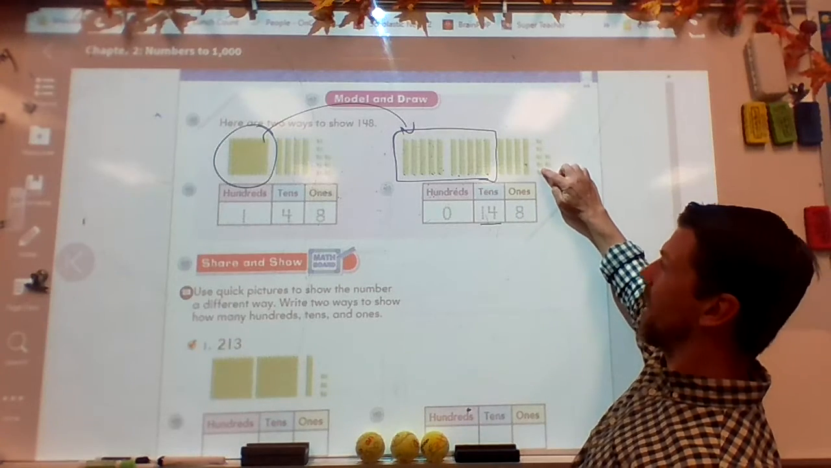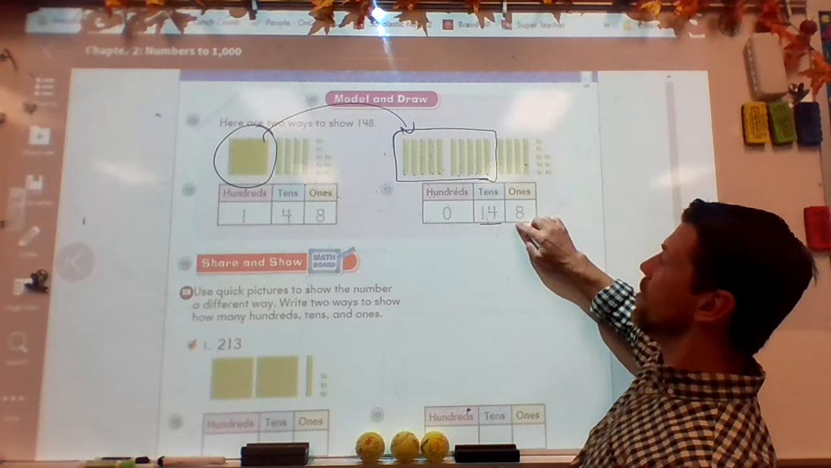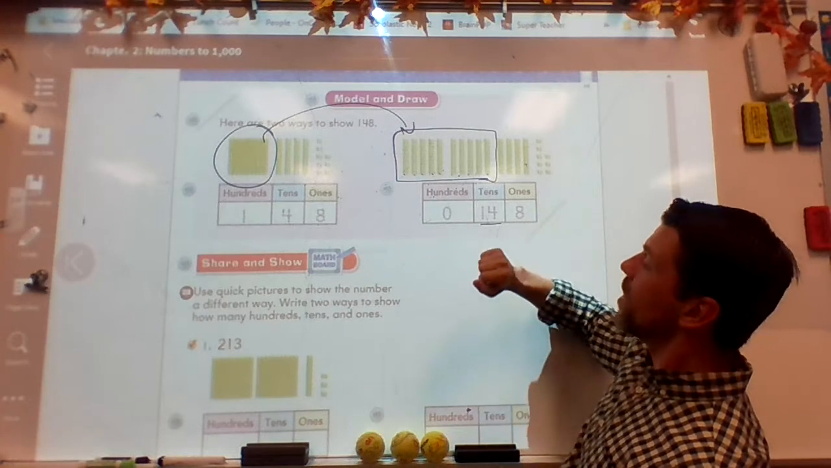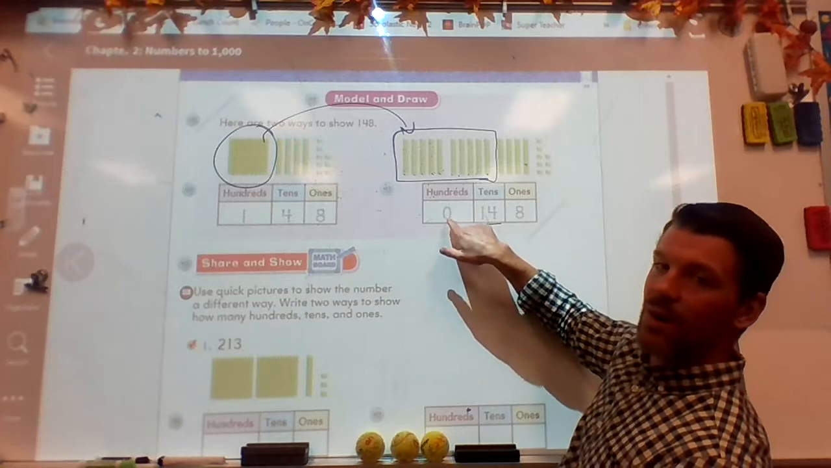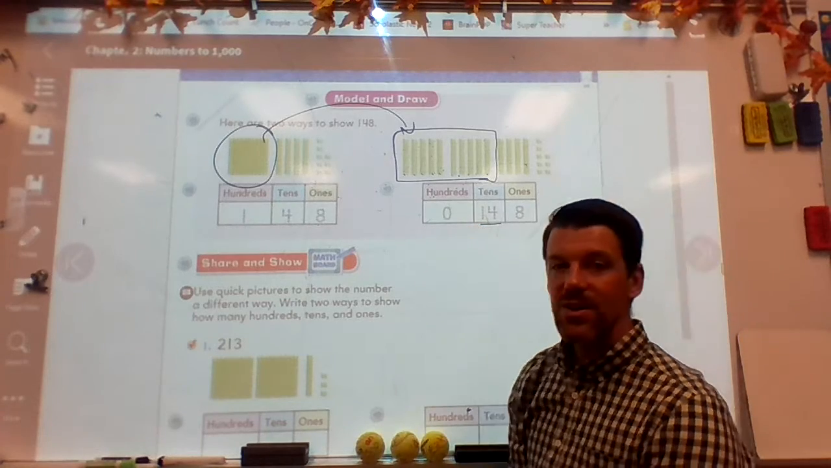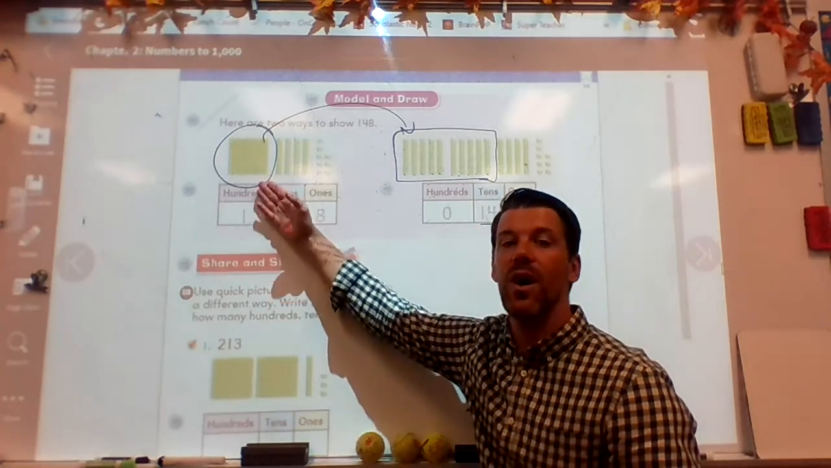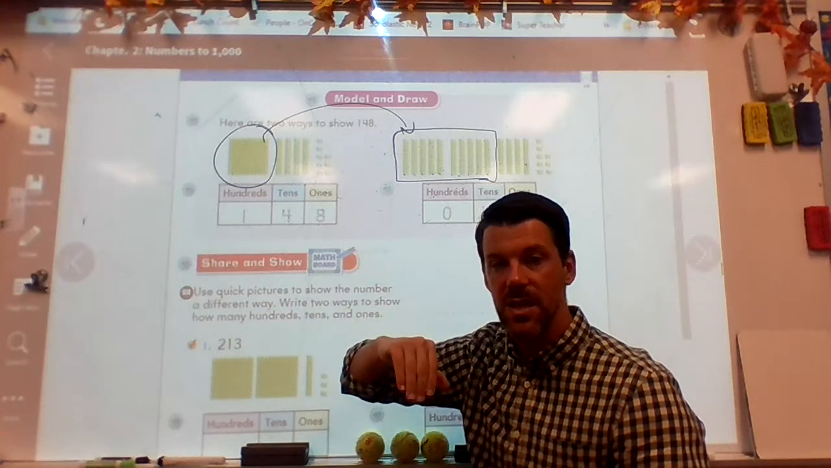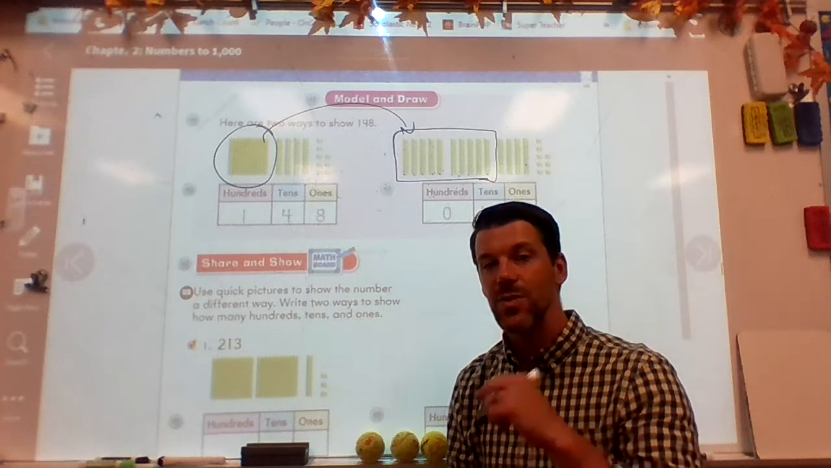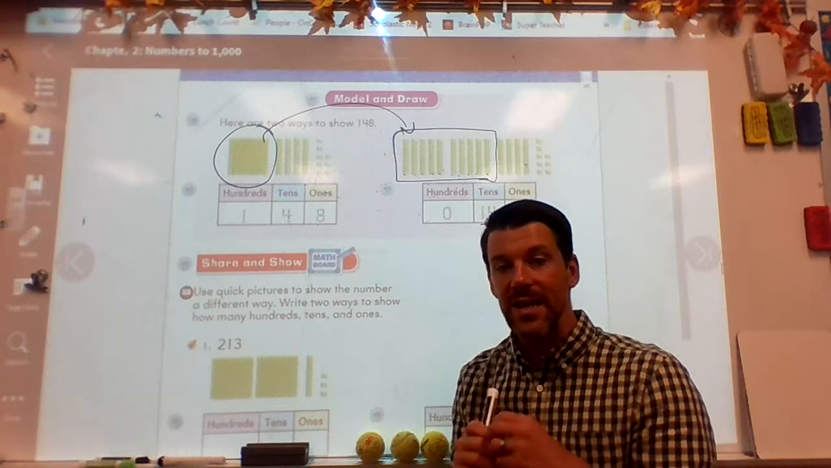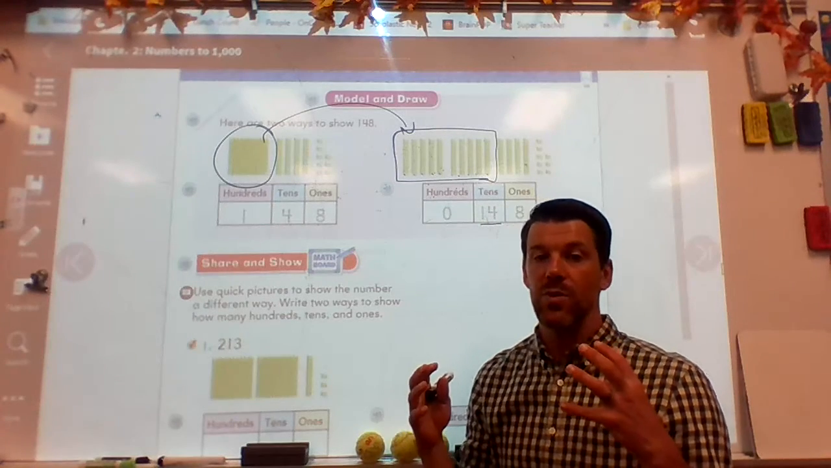1, 2, 3, 4, 5, 6, 7, 8. We have 8 ones. We also see that there are 0 hundreds here. The reason there are 0 hundreds here is because we have no hundreds squares with us. So keep that in mind as we continue to move on and break down numbers or build numbers with hundreds plates.